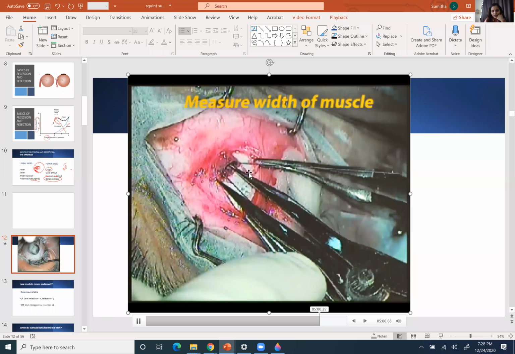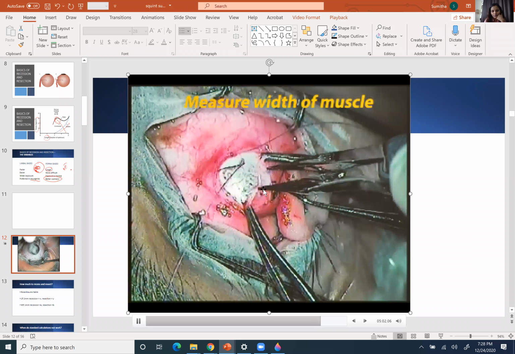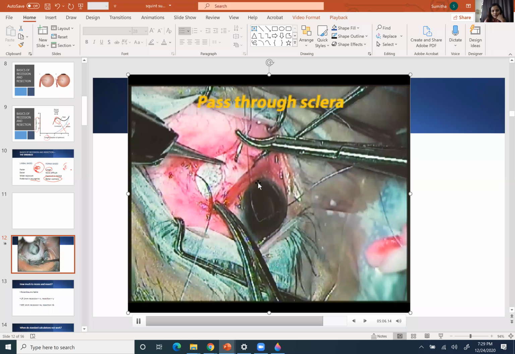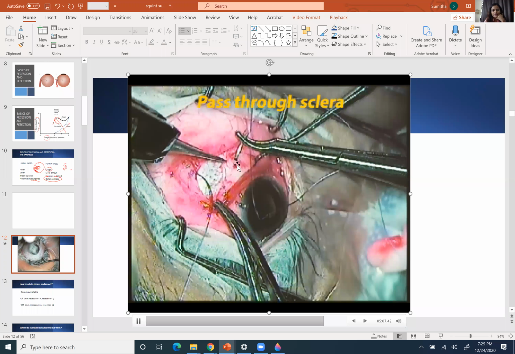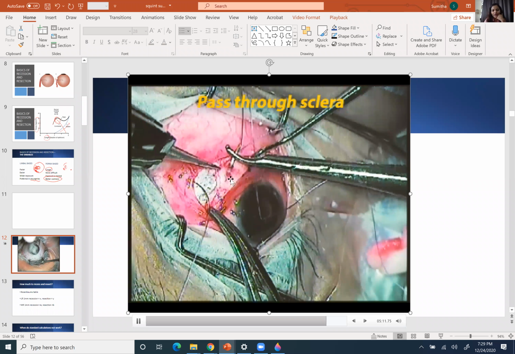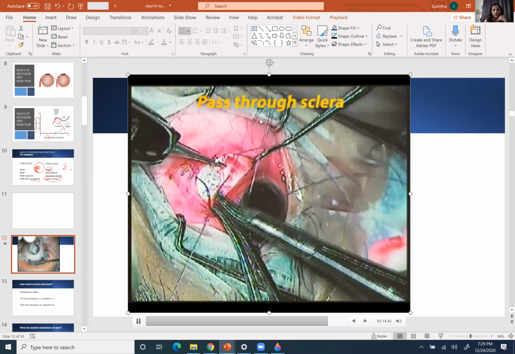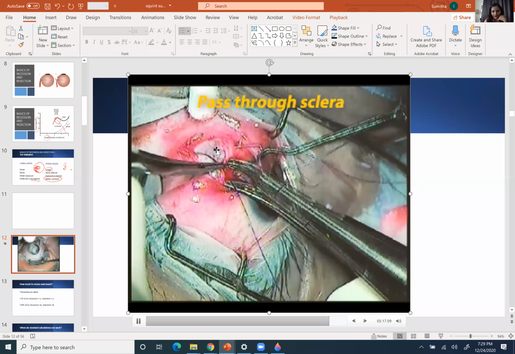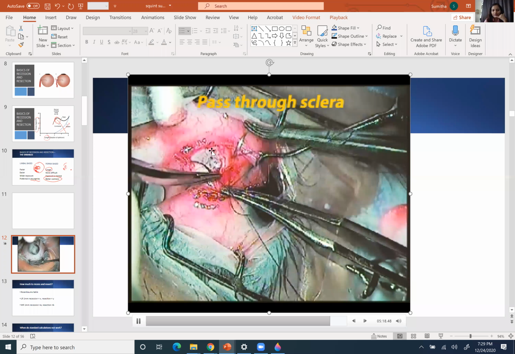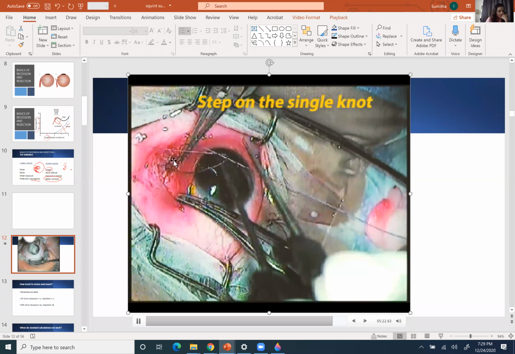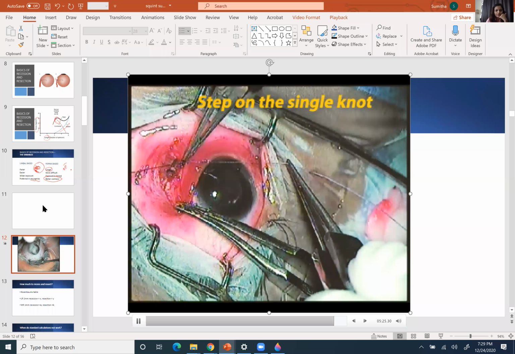Measure the width of the muscle and then mark. So once you mark, yeah, this is the way I take a resection suture. But a lot of people go from behind the stump and go underneath the stump and anterior to it. So I hope you understood what that means.